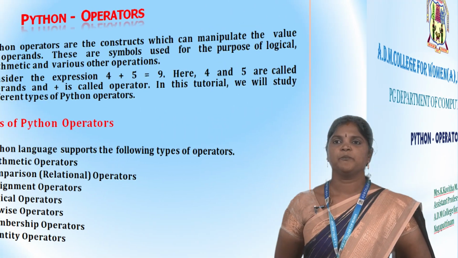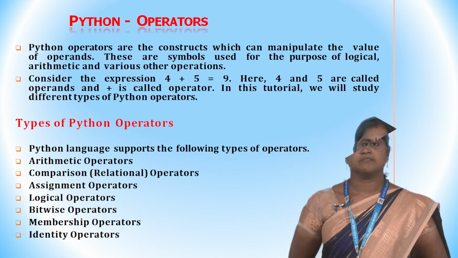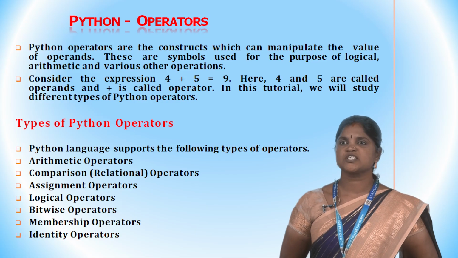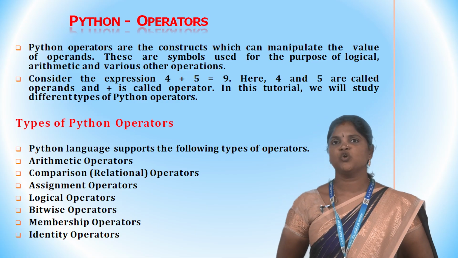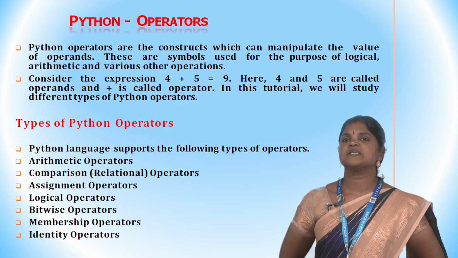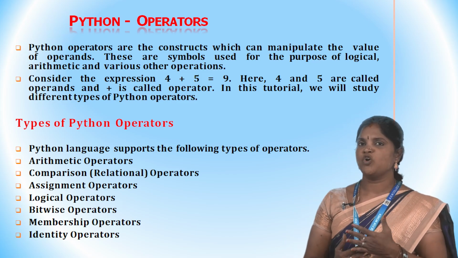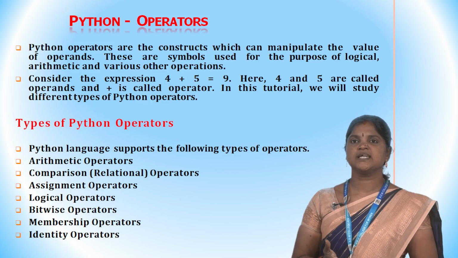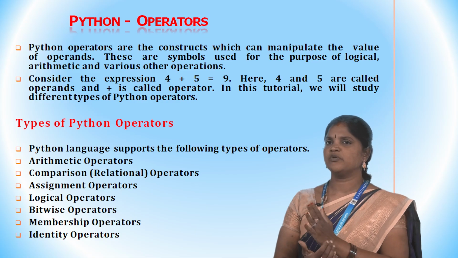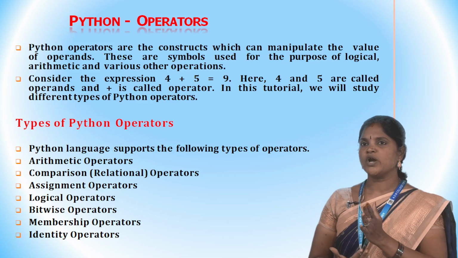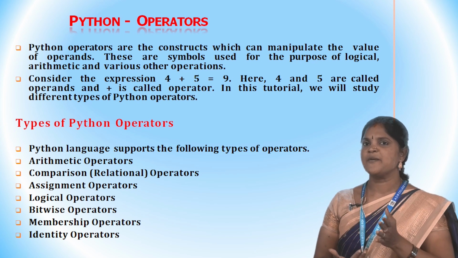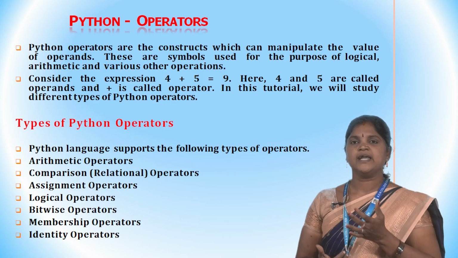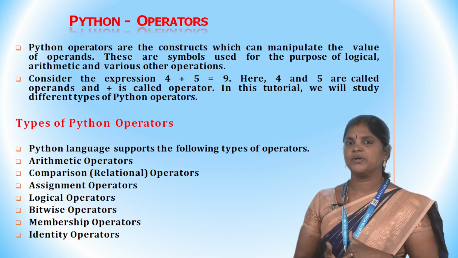Today we see about Python operators. Python operators are the constructs which can manipulate the value of operands. These are symbols used for the purpose of logical, arithmetic and various other operations. Consider the expression 4 + 5 = 9. Here 4 and 5 are called operands and + is called the operator. In this tutorial, we will study the different types of Python operators.